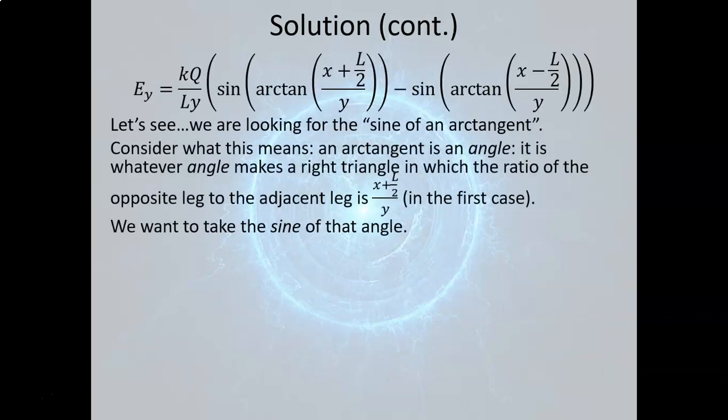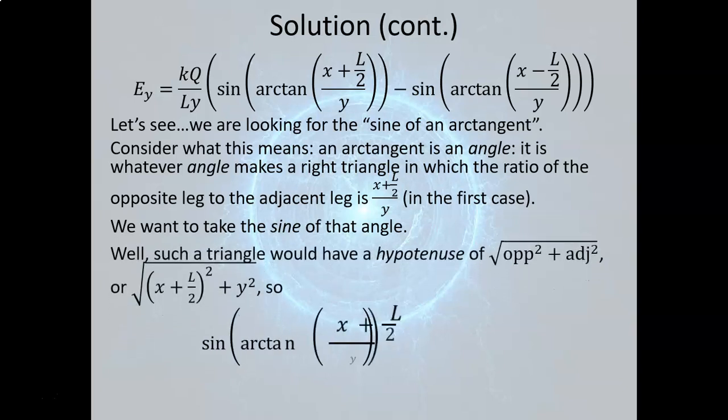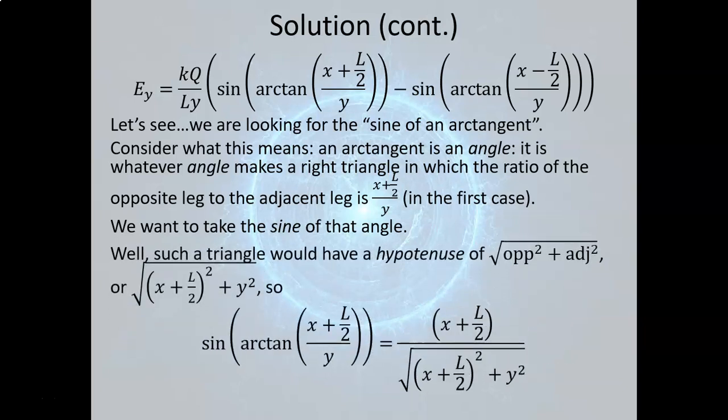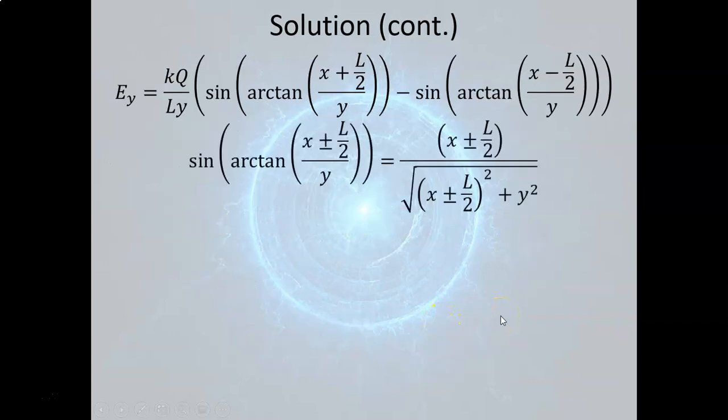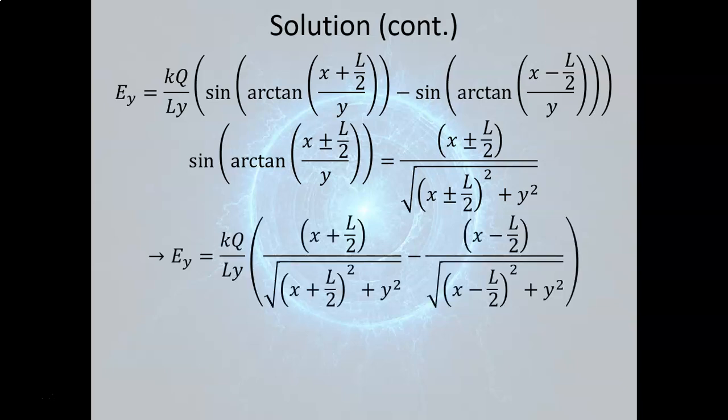And I just gave the commentary already verbally. We're taking the sine of that angle. So sine of this is given right here. And for the other one, the x minus L over 2, you'll just have an x minus L over 2 in those terms. So now that we know that, we can evaluate the whole thing. And there it is. This is the y component of our electric field.